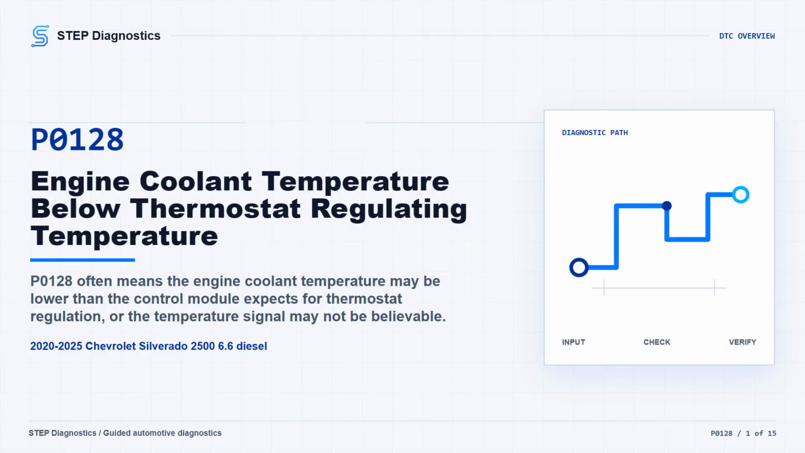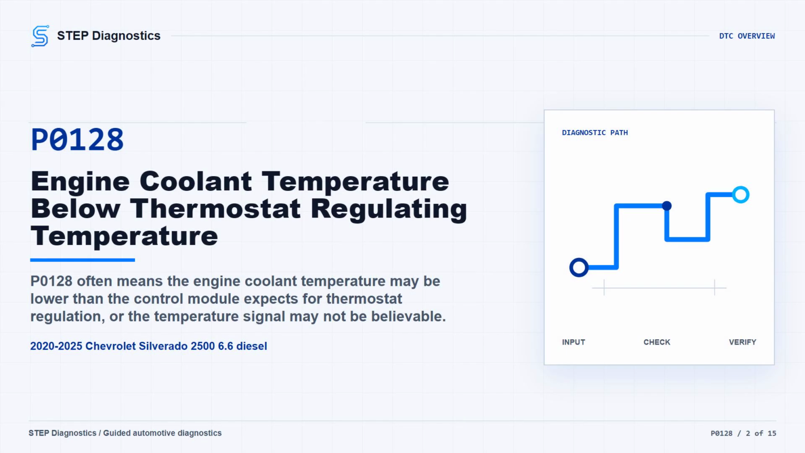On this Silverado 2500 with the 6.6 diesel, P0128 means the engine coolant temperature is being judged below the thermostat regulating temperature. In plain terms, the truck may not be warming the way the control module expects, or the temperature signal may not be believable. You may see cooling fans come on, and a service emission or exhaust fluid message can show up with this fault.